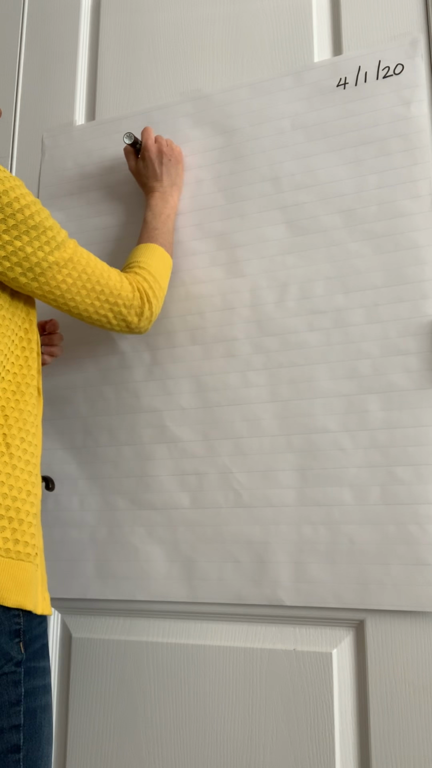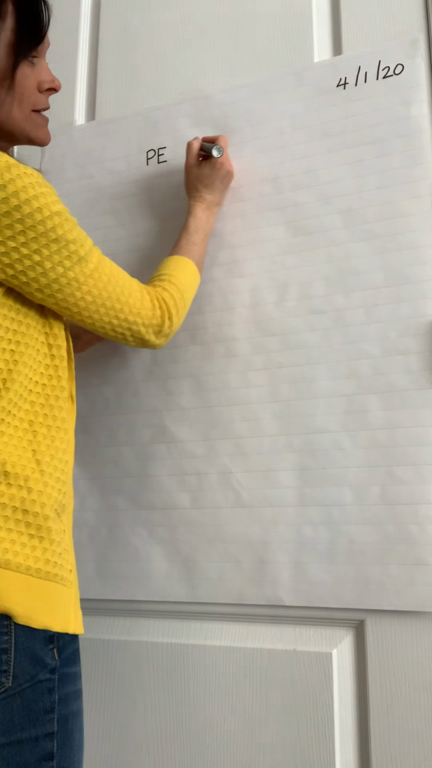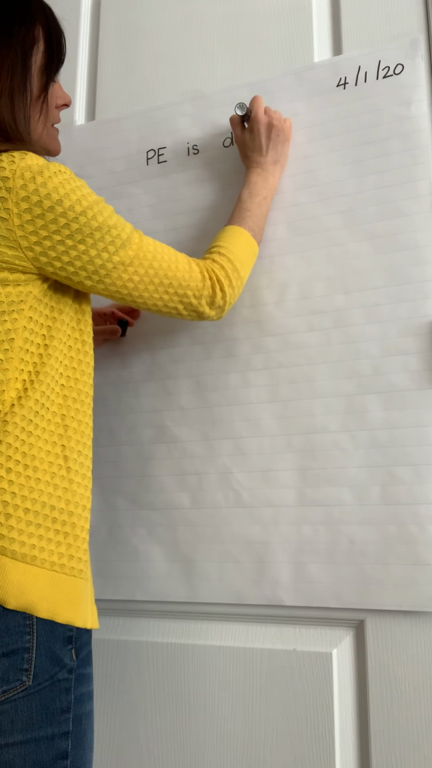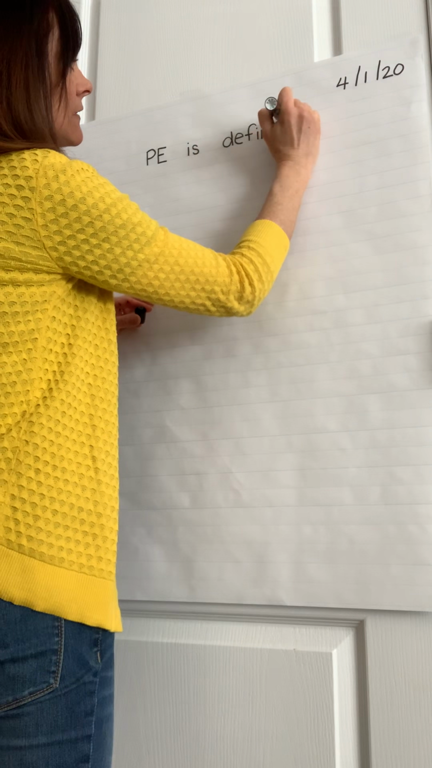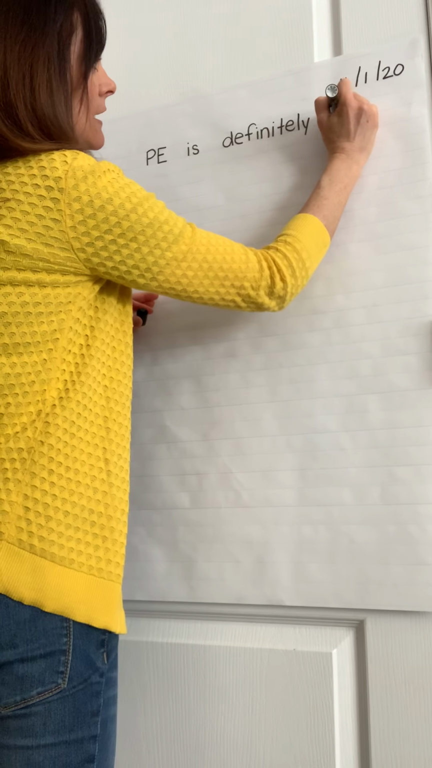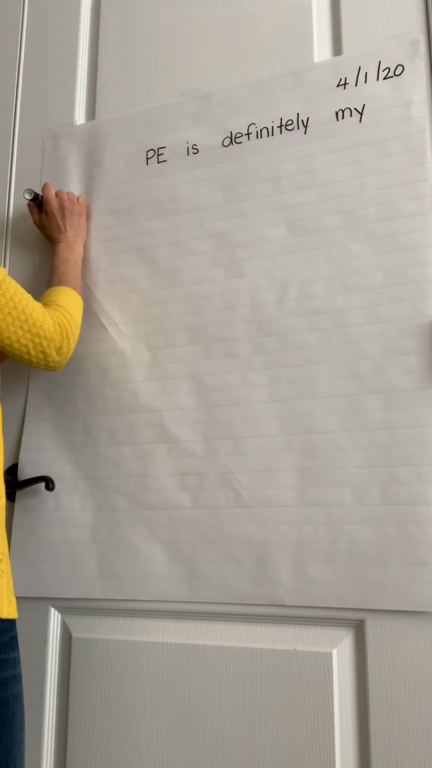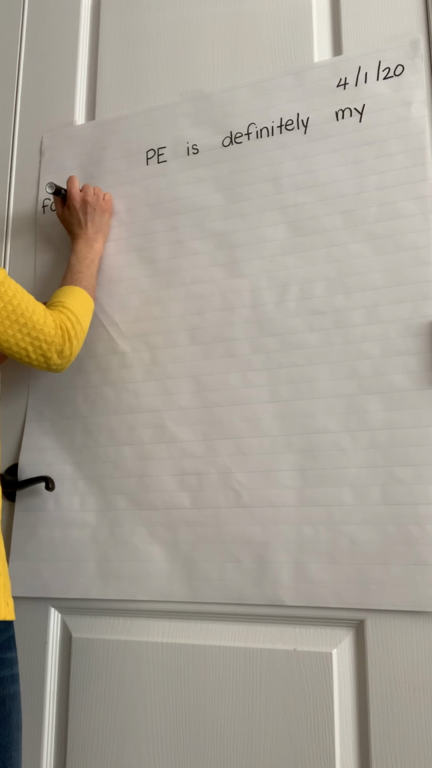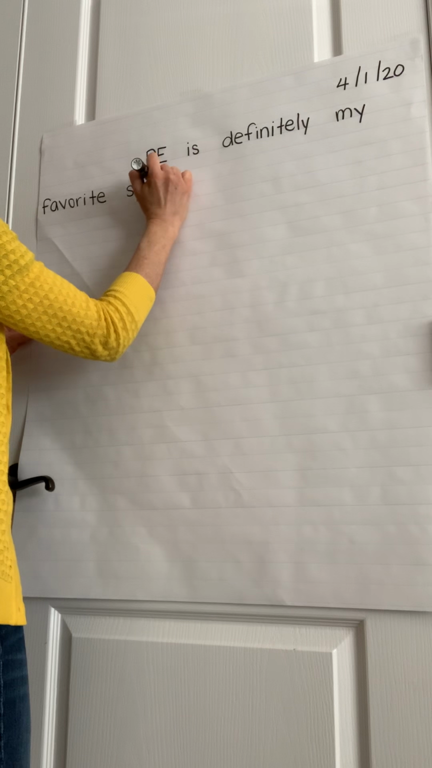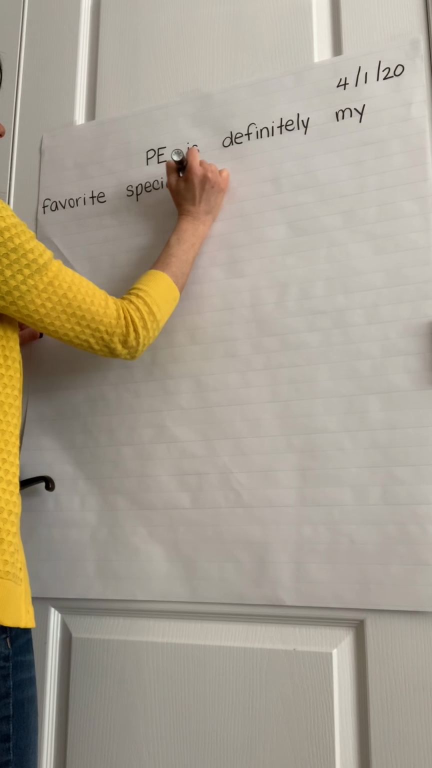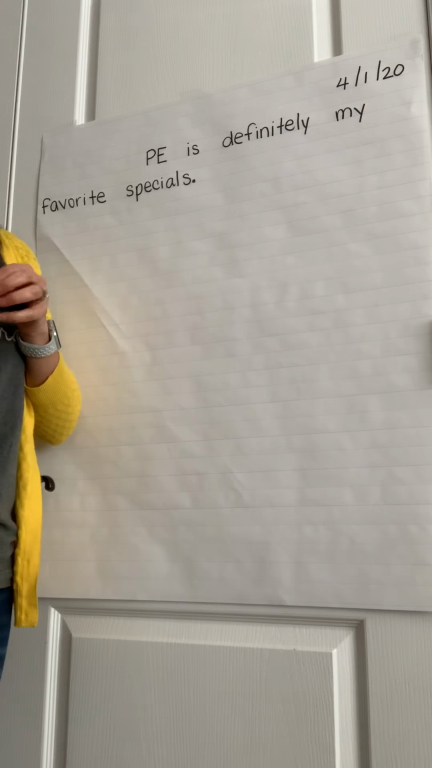And you always start your sentences with a capital letter. I'm writing my topic sentence: PE is definitely my favorite specials. PE is definitely my favorite specials. So that's what I have for my topic sentence.